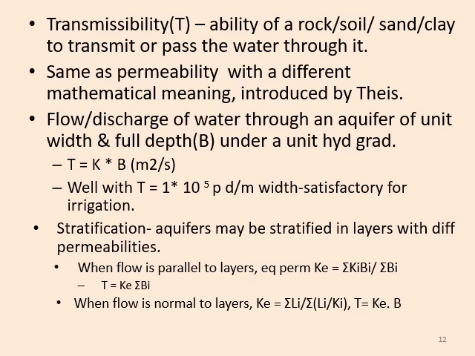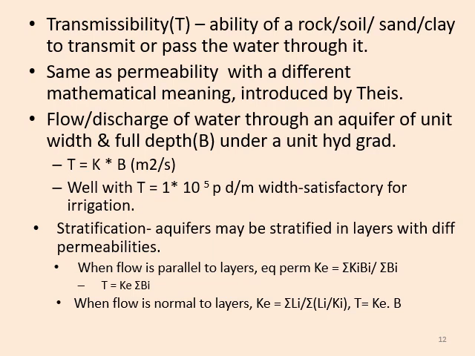Well, when we construct or install a well with T equals 1 into 10 to the power 5 per meter width, it will be satisfactory for irrigation, where the water will transmit or pass through from that aquifer area.